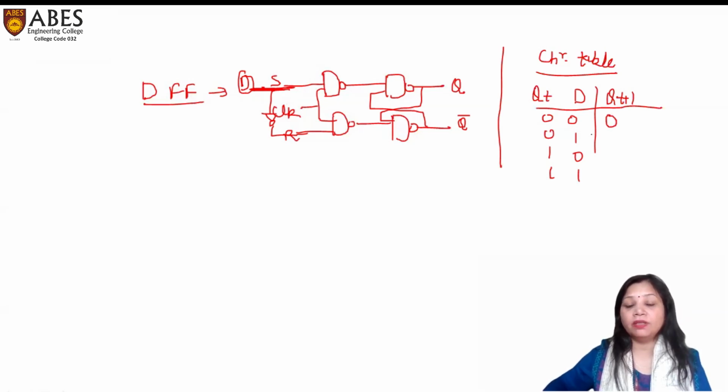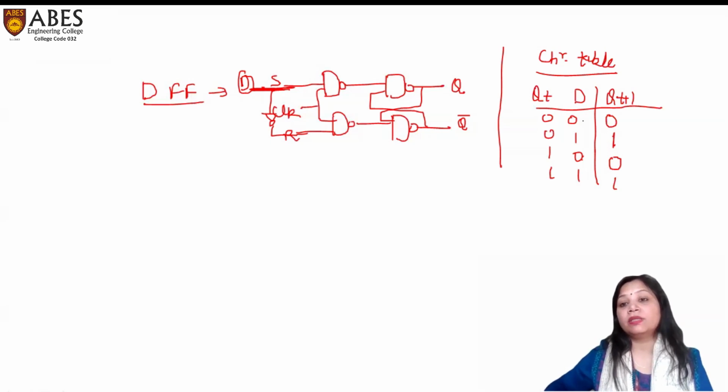If D is 1, D is 1 means S 1 and R 0. That means set. Output will be 1. If D 0, again D 0, that means S 0 and R 1. That means we get the 0 output. If D is 1, that means S 1 R 0. Again output is 1. Right?